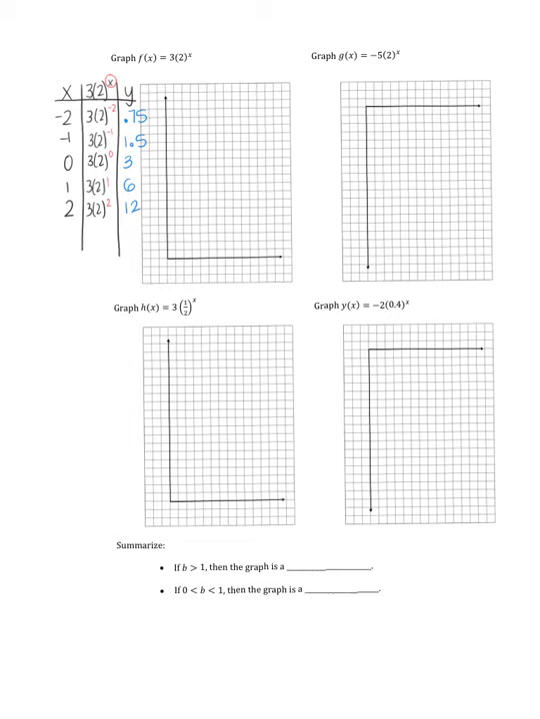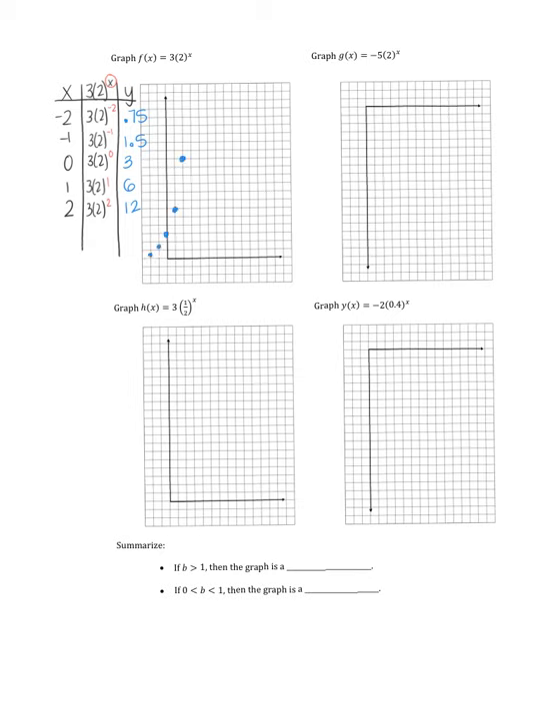Well, actually, before I do, notice that the base for the exponent is a number bigger than 1. So is this going to be exponential growth or exponential decay? Because it is a number bigger than 1, it's going to be exponential growth. So it should look something like this. Let's see what it looks like.